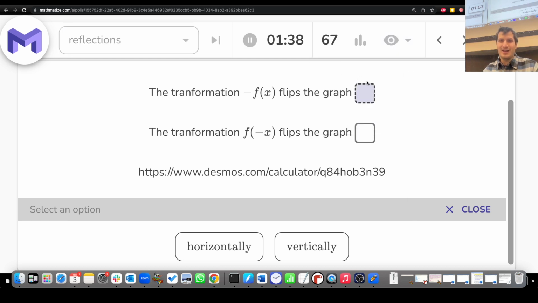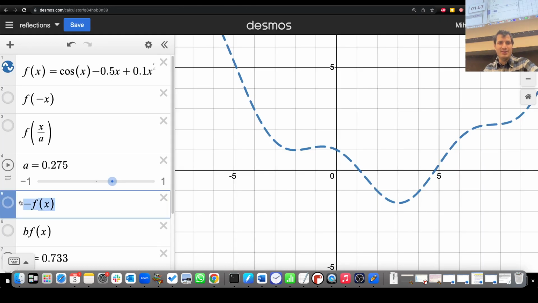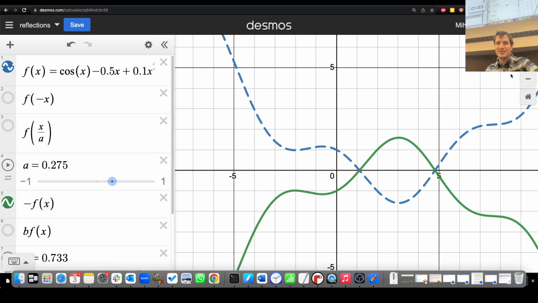Who said what? So the first one, minus f of x. By a split of 40 to 27, you guys voted for vertically. Minus f of x is vertically. So to find out, let's look at minus f of x. I have this Desmos open. And here is the function minus f of x. When I press this button, it's going to reveal what it is. Here we go. Boom. Okay, is that horizontal or vertical?